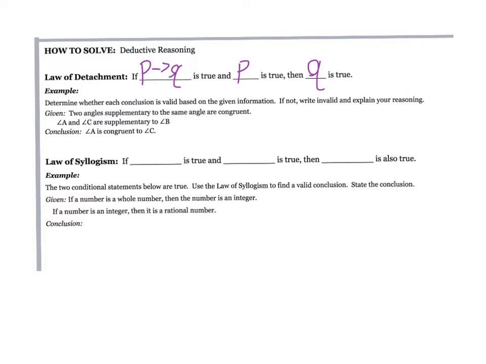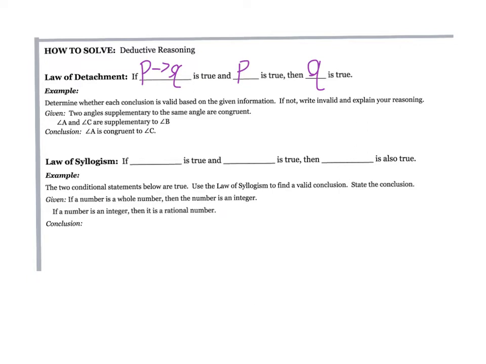Example: determine whether each conclusion is valid based on the given information. If not, write invalid and explain your reasoning. Given: two angles that are supplementary to the same angle are congruent. Given: angle A and angle C are supplementary to B. Conclusion: A is congruent to C.